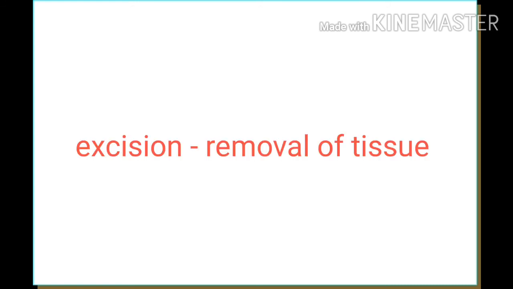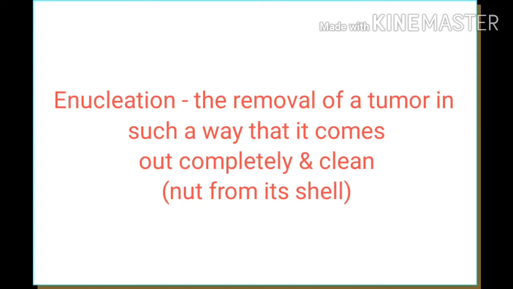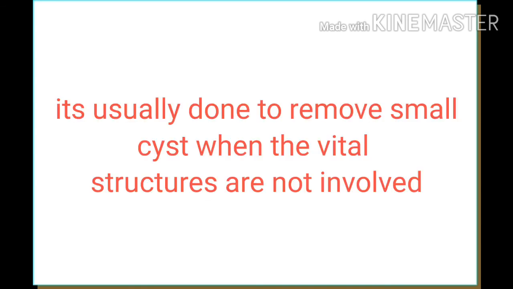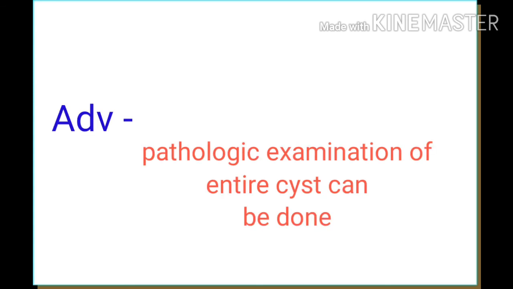Excision is a procedure where there is removal of diseased or abnormal tissue. Enucleation means the removal of a tumor in such a way that it comes out completely and clean, for example, the nut which is taken out from its shell. It's usually done to remove a small cyst when the vital structures are not involved. And the main advantage of enucleation is that the pathologic examination of the entire cyst can be done.